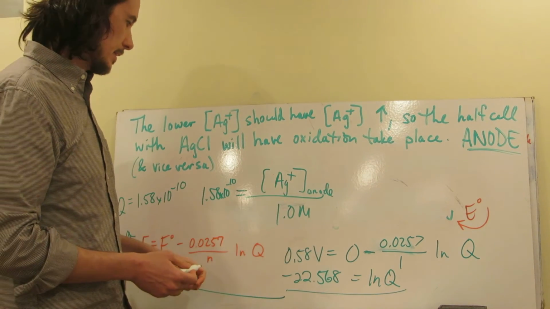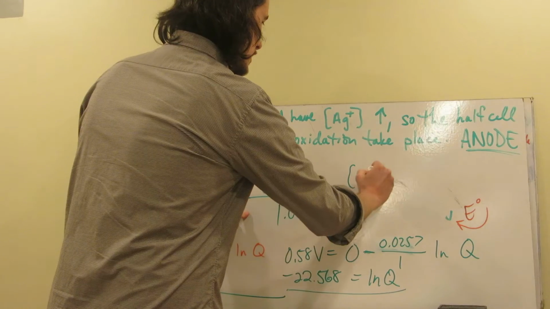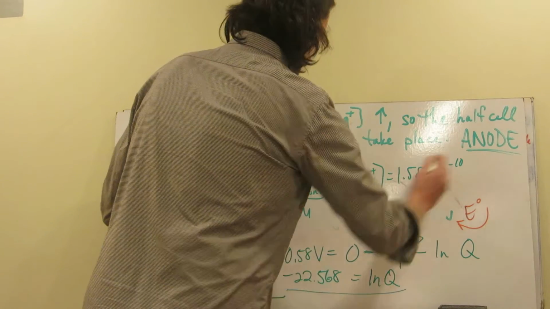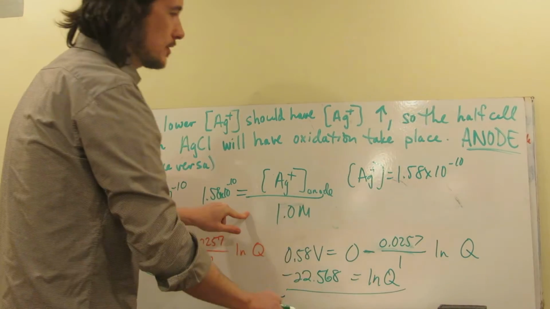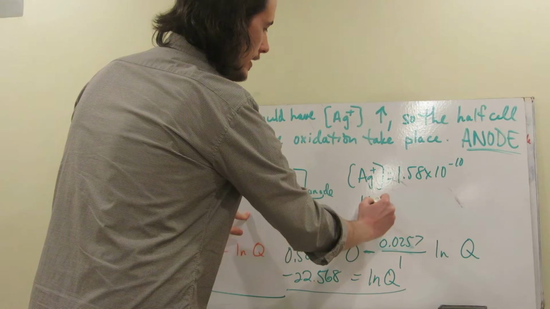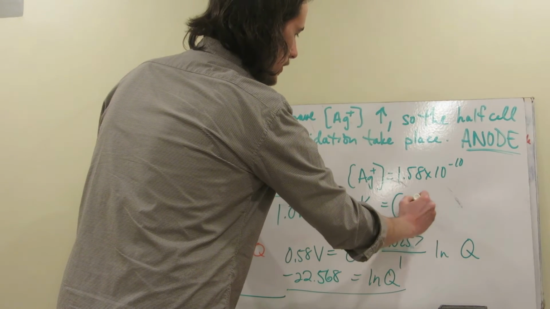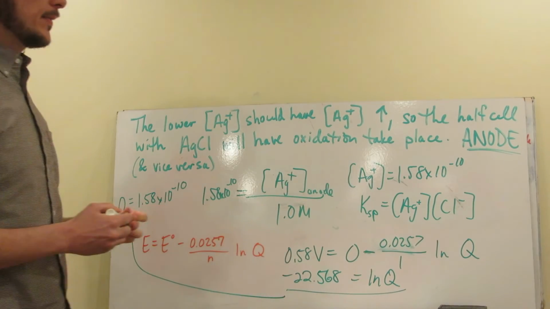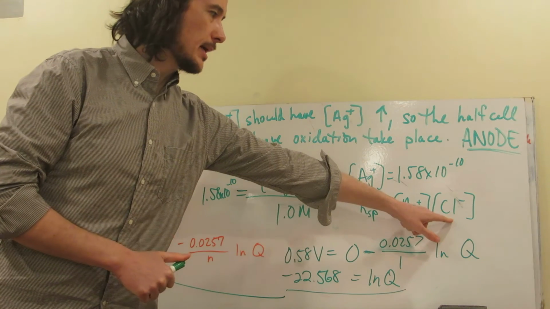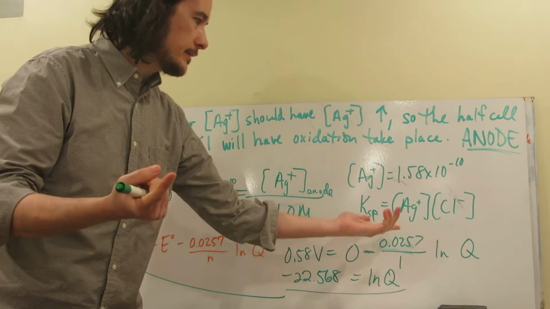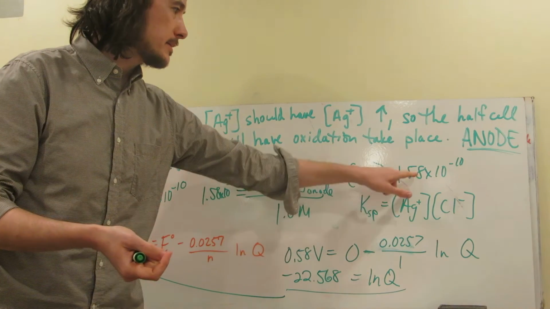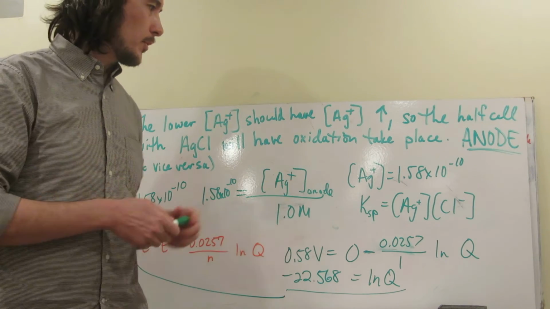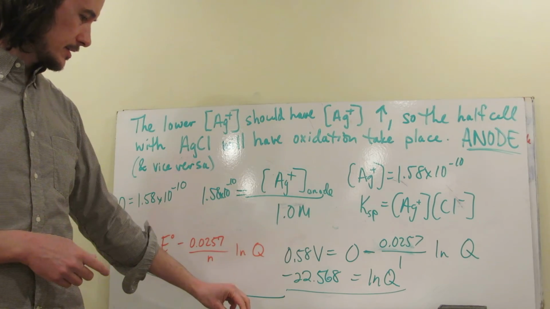We do need to think about something still. That's not what they ask you for. They ask you for the Ksp. Ksp for silver chloride will be the silver concentration times the concentration of chloride. And they made this nice and easy for you. They told you that the concentration of chloride was 1 molar. Therefore, 1 times 1.58 times 10 to the negative 10th is going to give you a Ksp of 1.58 times 10 to the negative 10.